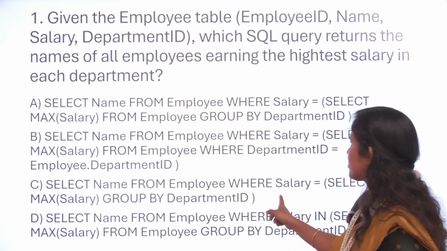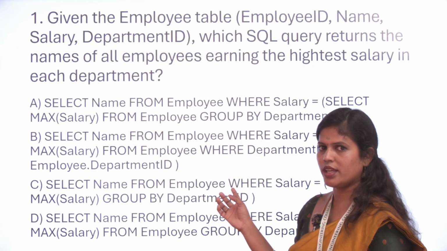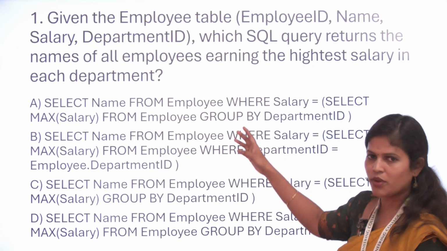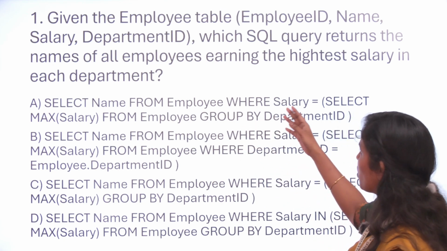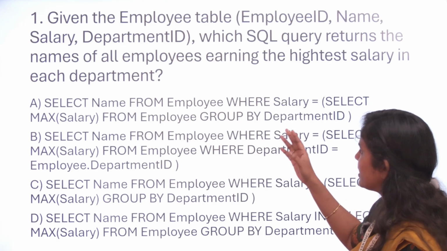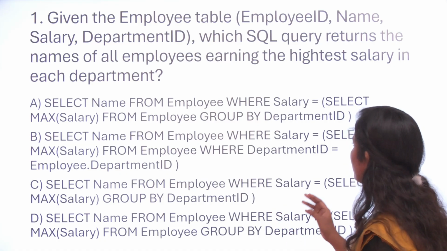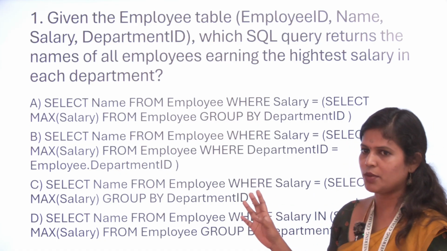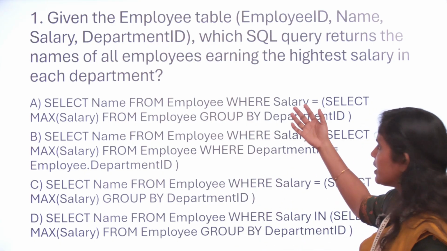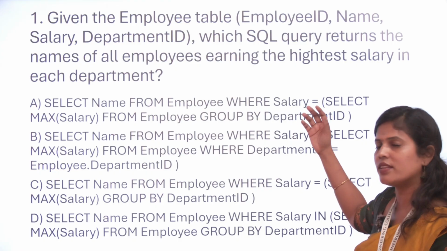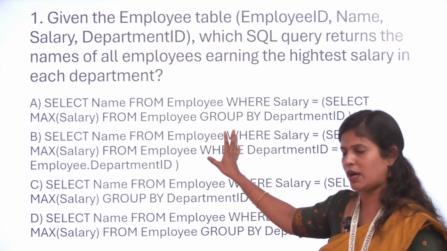And now we'll see an example for the GATE questions. What they have given here is the employee table: employee ID, name, salary, department ID. Which SQL query returns the names of all employees earning the highest salary in each department? What they are asking is to return the name of the employee who has the highest salary in each department.